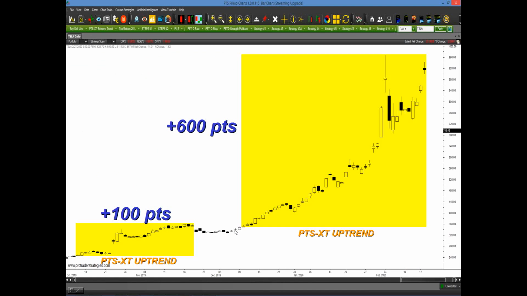See how the market went sideways? That's where you don't want to be in the market. And then you could have potentially gotten in right here in mid-December of last year to capture potentially 600 points to the upside.